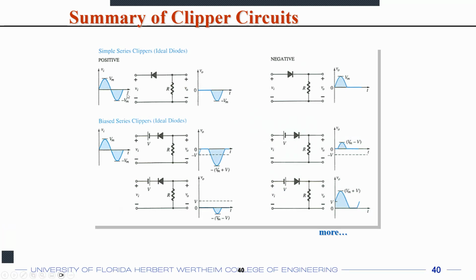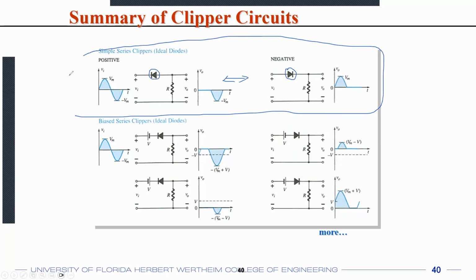Okay, so if you want to take a summary of these series clipper circuits. For the simple series clipper, you can have positive clippers or negative clippers, and that will depend on the direction of the diode. You see between these two diagrams, on the left and the right in the top half, the only difference is that the direction of the diode is interchanged. For the positive series clipper, again, you don't need to remember the names, but by looking at the circuit, you should be able to say how the output of the circuit looks.